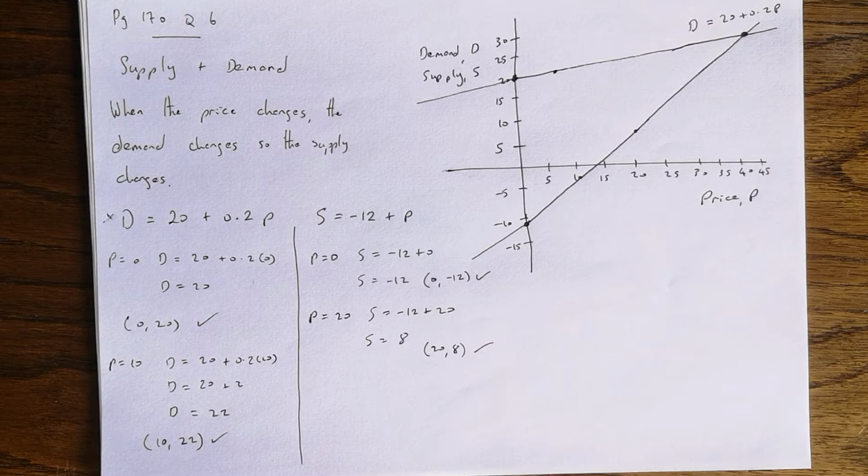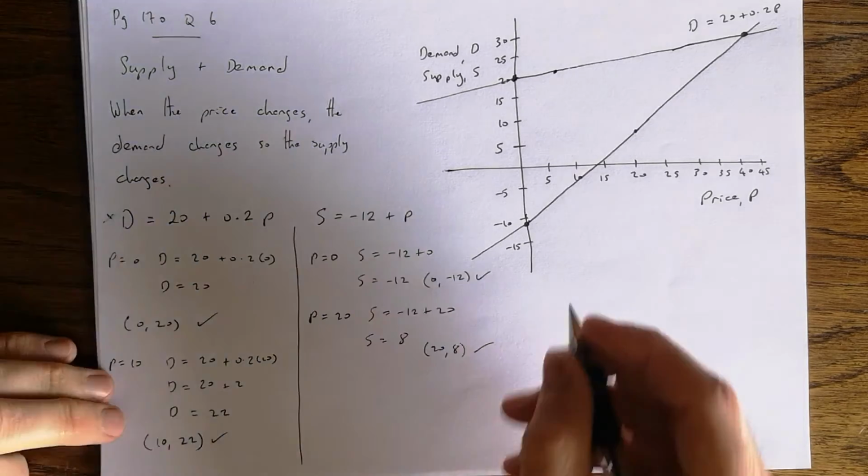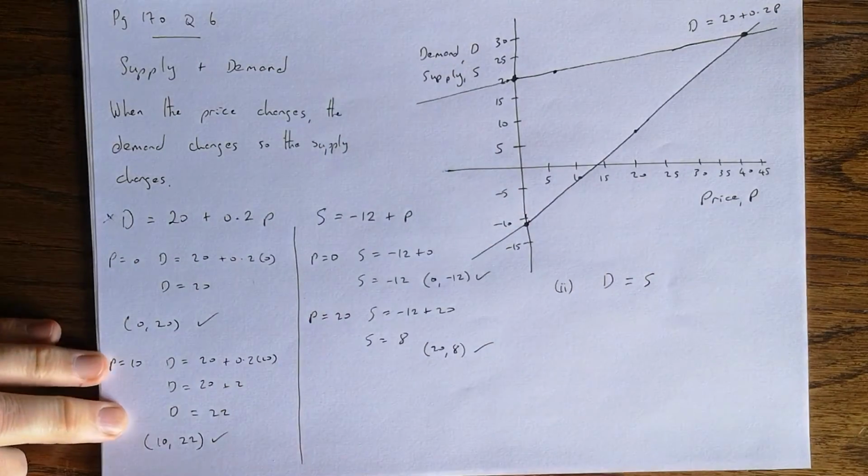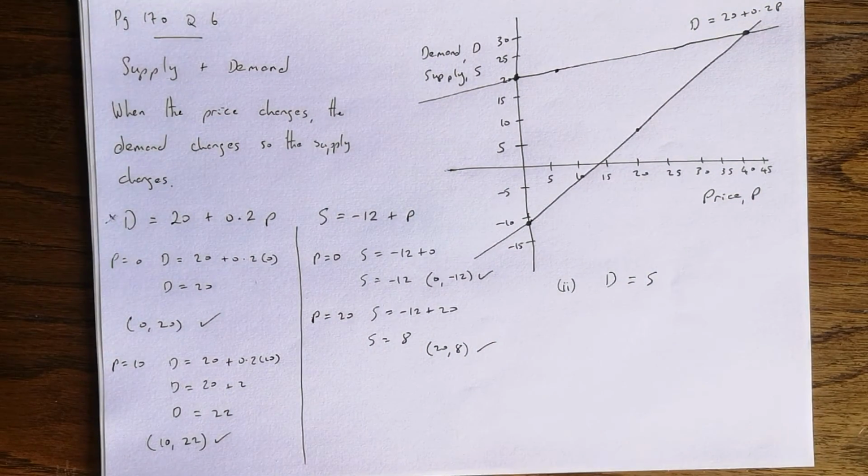The second question says the market reaches a state of equilibrium when the number demanded equals the number supplied. Find the equilibrium price and the number bought and sold in equilibrium. Even if you don't understand what this state of equilibrium is, it doesn't make any difference. It just says that there is a state of equilibrium when the number demanded equals the number supplied, when D is equal to S.